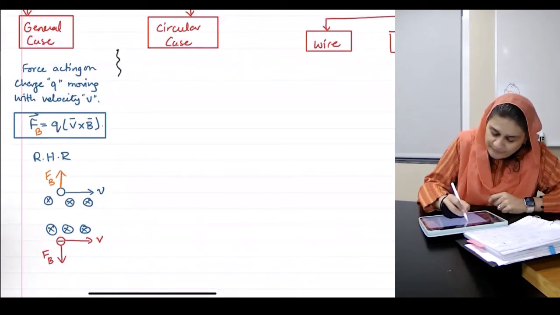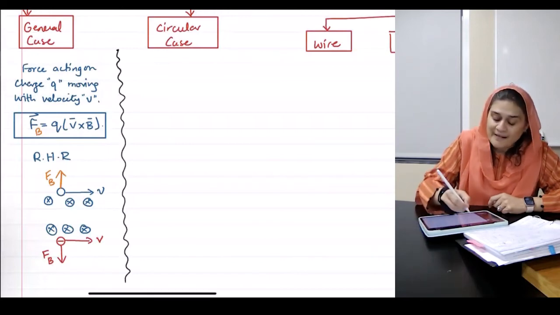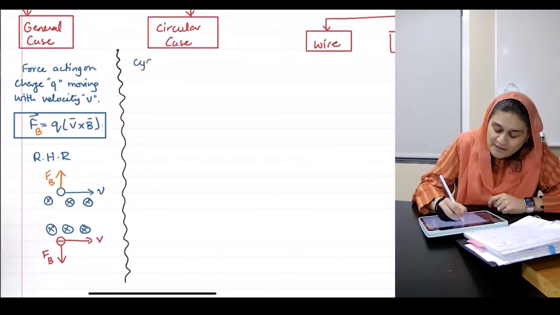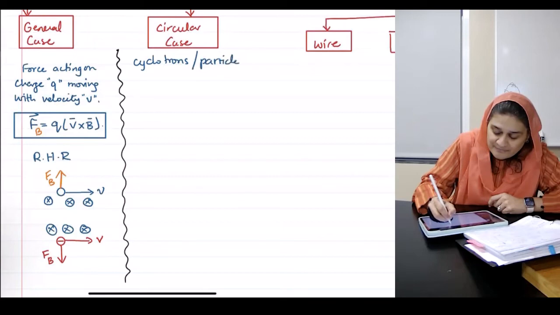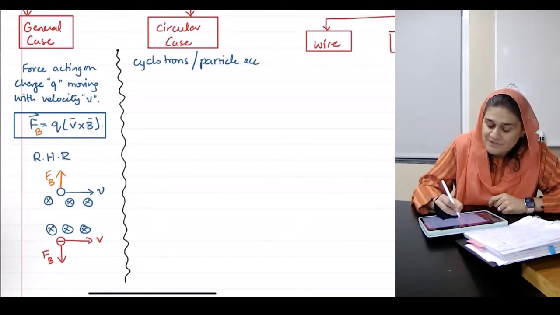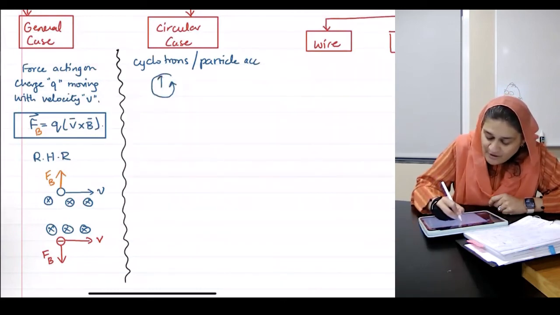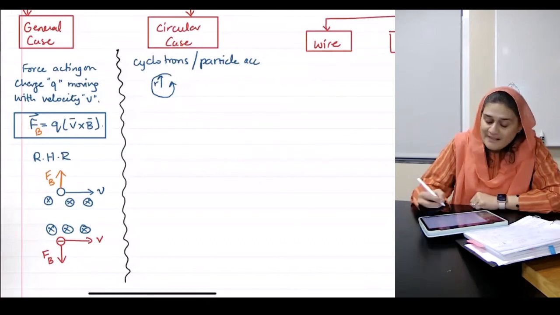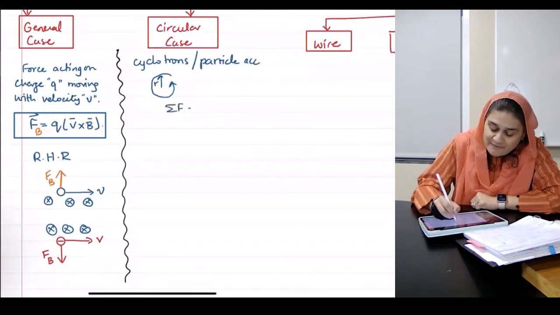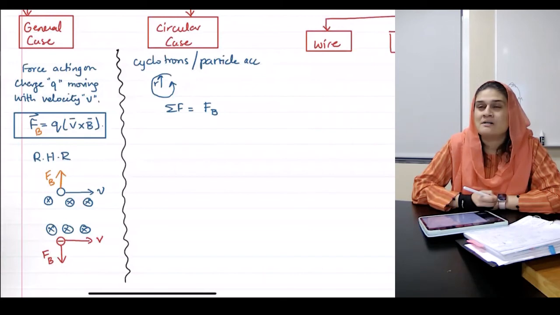Number 2. And that is important for people who are working on cyclotrons or particle accelerators, etc. In which case, you have charges moving in a circle, say with radius r. In that case, you can write sigma F is directly proportional to the magnetic force that's acting on the charge itself.